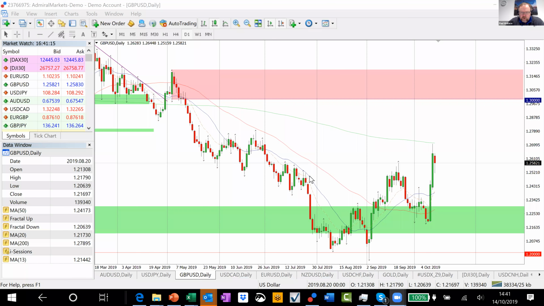Looking at smaller zones here, you can see price really fell away from there over 4 or 5 days, didn't it, from that particular area.